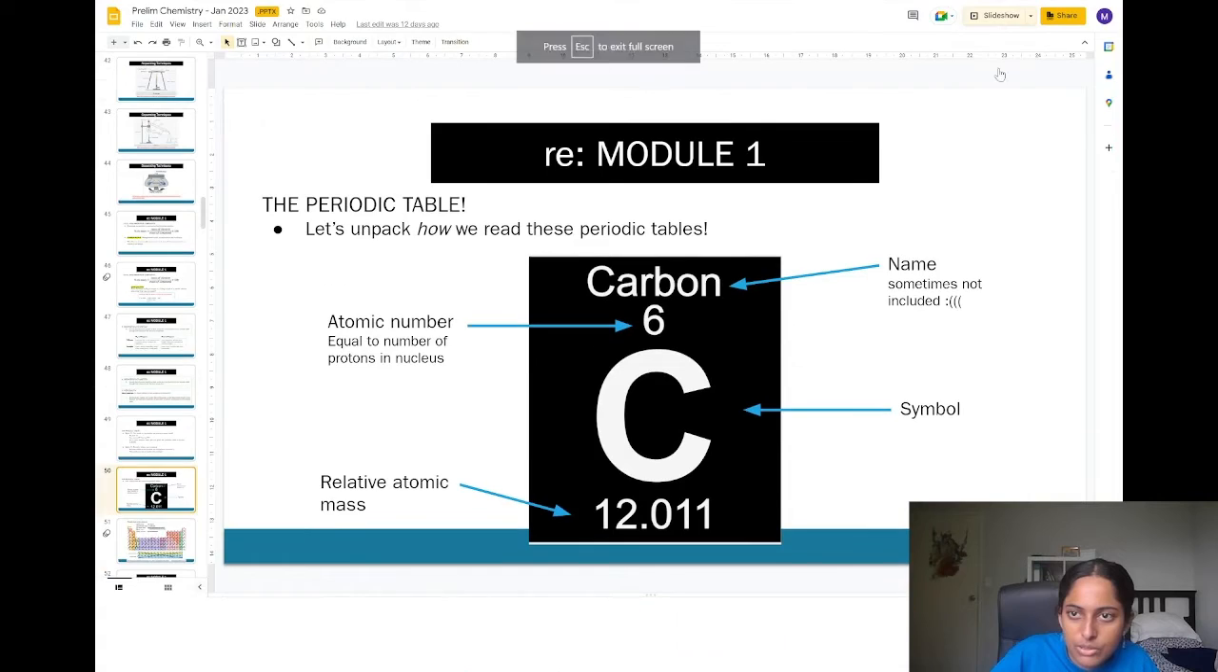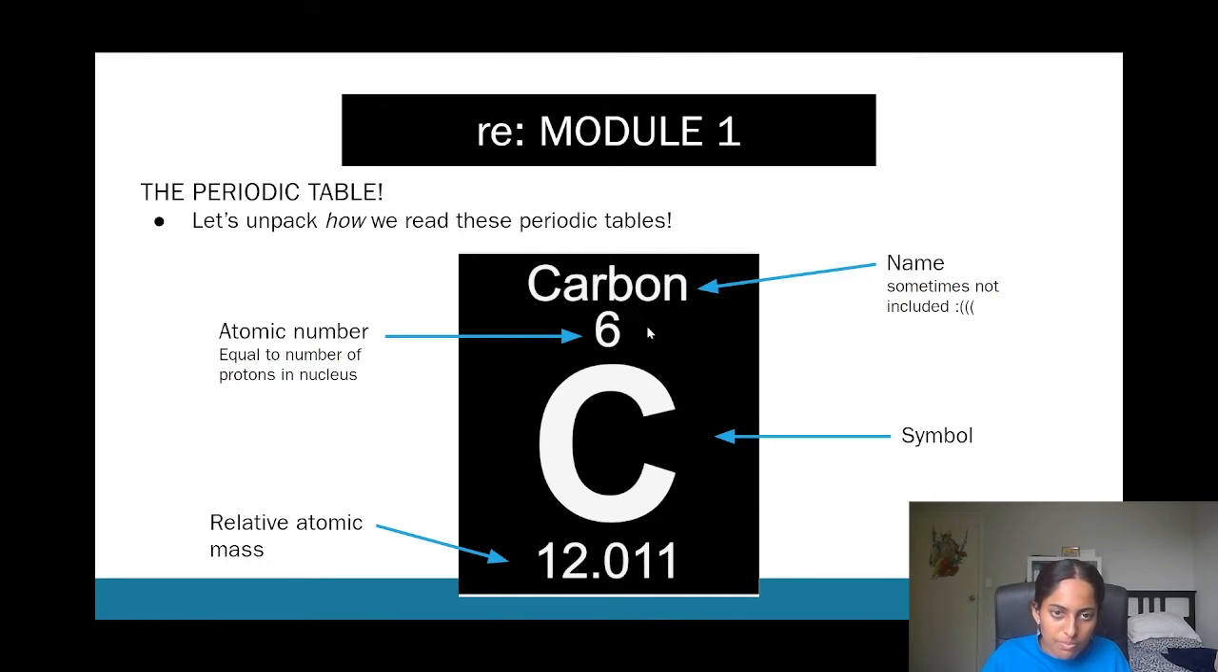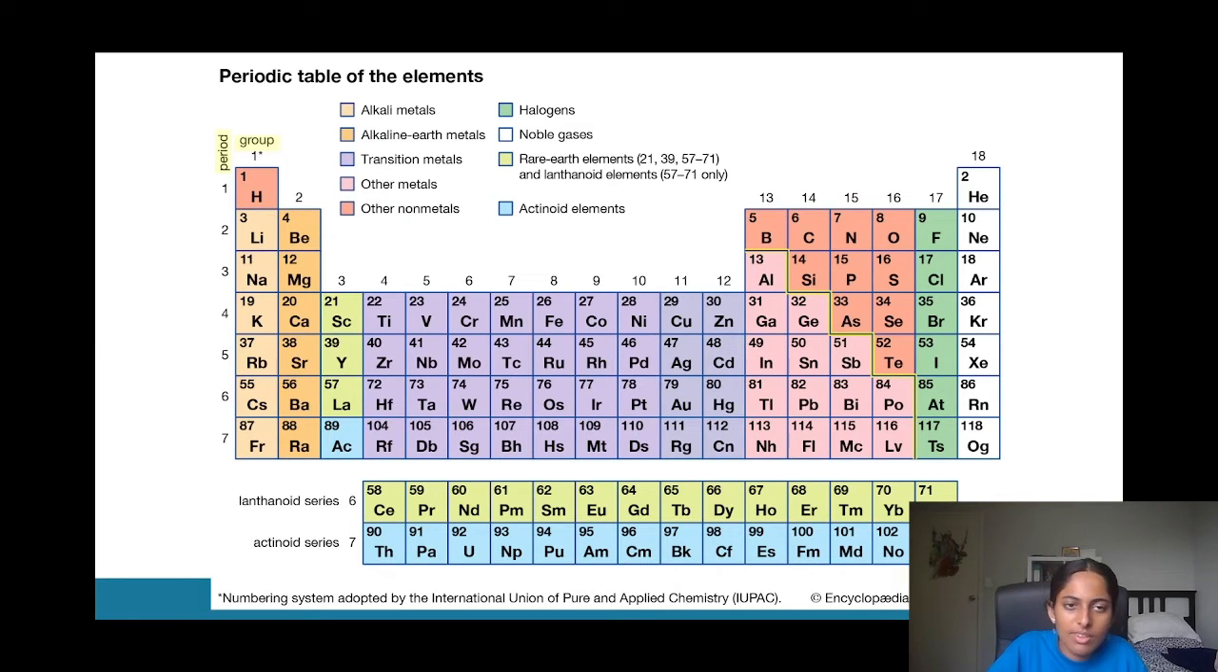So let's go back to our slideshow. And the periodic table pretty much looks like this. Technically, you have 18 groups. We mainly only look at these ones over here, not anything from 4 to 12, because they're really just transition metals, and they tend to have varying charges. So it's not really good for predicting trends.